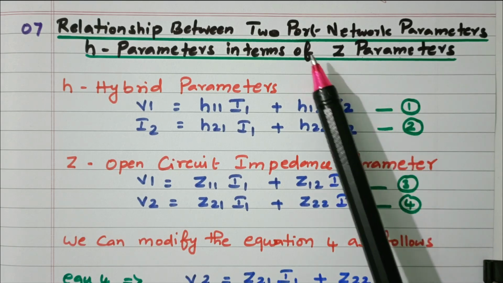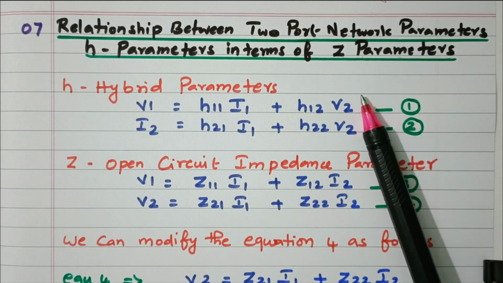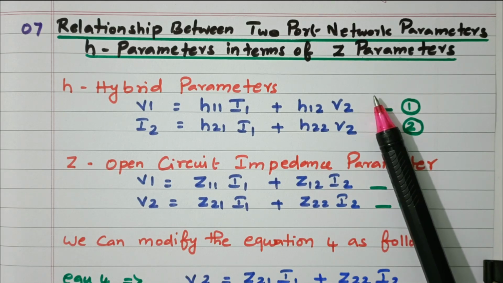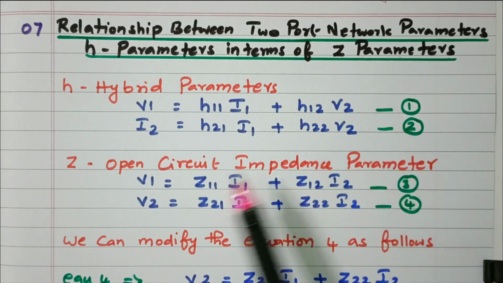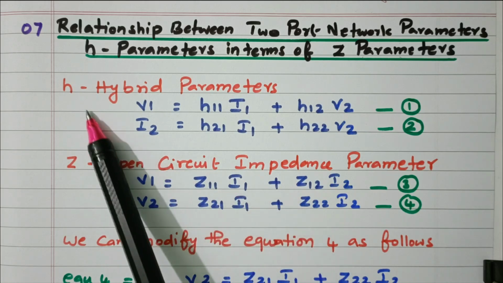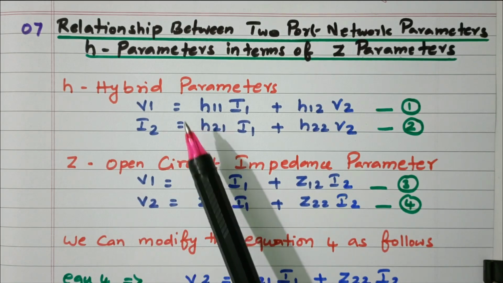Now we'll go to the topic, two port network parameter. There are four two port network parameters available. First one is Z parameter, open circuit impedance parameter. And Y parameter, short circuit admittance parameter. Then H parameter, hybrid parameter, combination of Z and Y.